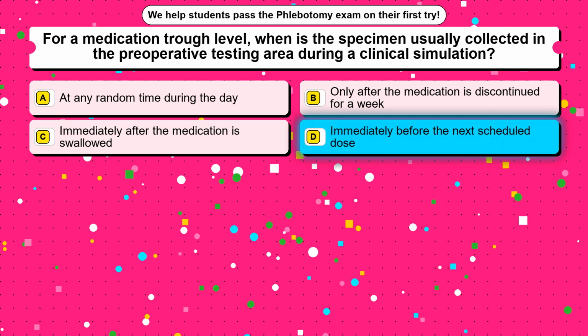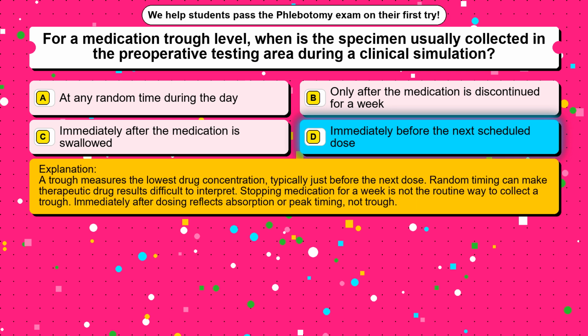The correct answer is option D. Immediately before the next scheduled dose. A trough measures the lowest drug concentration, typically just before the next dose. Random timing can make therapeutic drug results difficult to interpret. Stopping medication for a week is not the routine way to collect a trough. Immediately after dosing reflects absorption or peak timing, not trough.